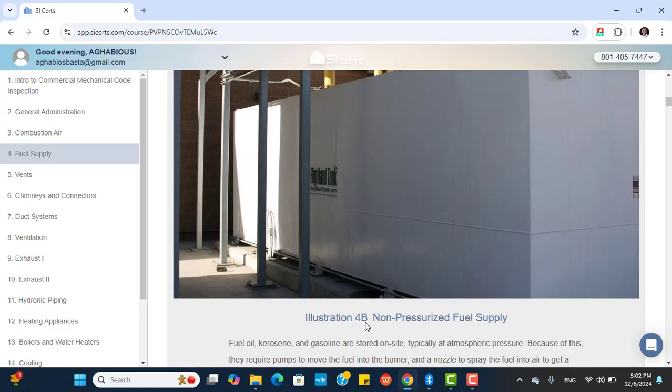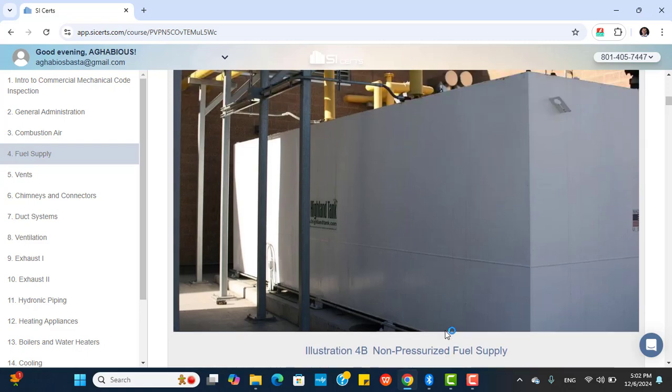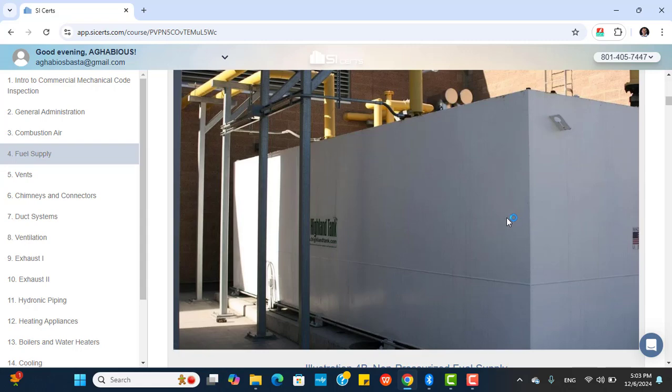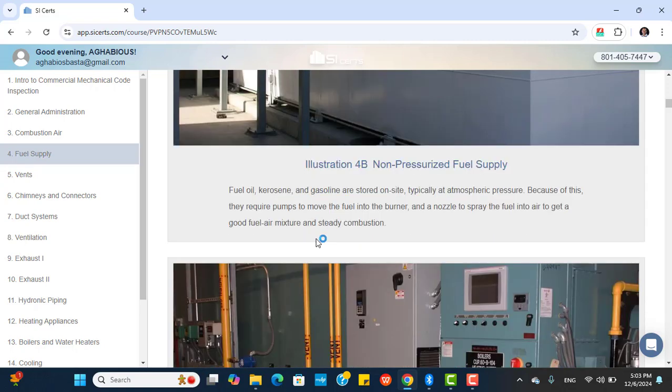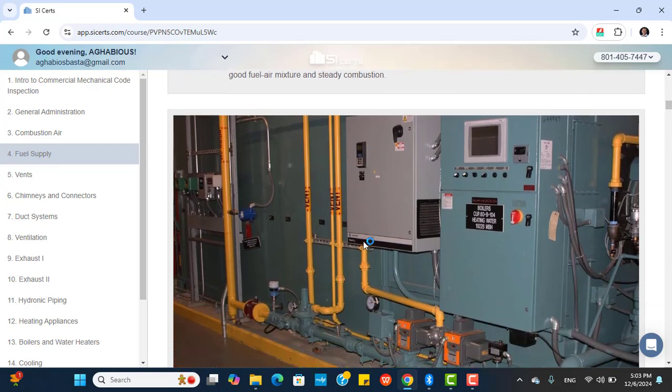As we see here, illustration 4b, non-pressurized fuel supply. We need a tank and pump. Fuel oil, kerosene, and gasoline are stored on site, typically at atmospheric pressure. Because of this, they require pumps to move the fuel into the burner and a nozzle to spray the fuel into air to get a good fuel-air mixture and steady combustion.